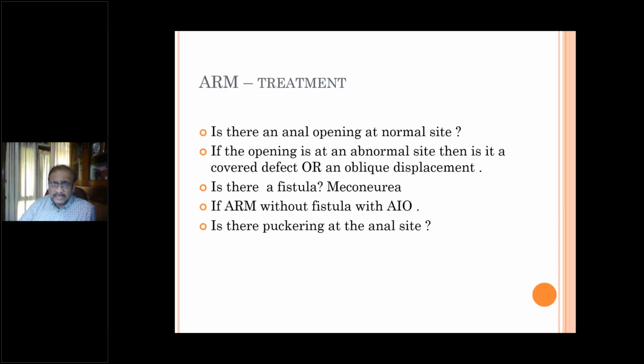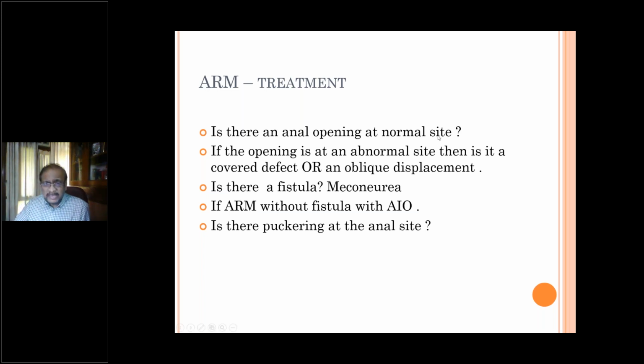If the anal opening is at the normal site, covered anus or an oblique displacement, that's what you will decide. Is there a fistula? Yes, no. Is it an ARM without fistula, with acute sinus obstruction, yes, no. Is there puckering at the anal site? These questions have to be addressed, because puckering at the anal site means that the external sphincter is there and developed, and that can be made use of in giving some kind of sphincter control in the child, right? So you have to address all these questions.